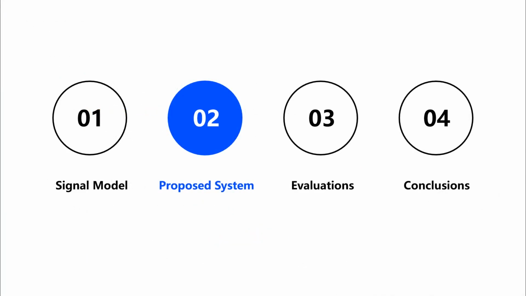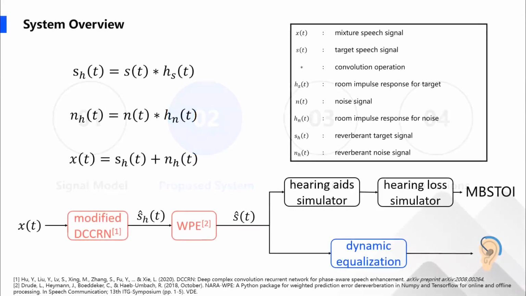The second part. Let's focus on the system overview. These three equations describe the signal model of the scenario we talked about before. Modified DCCRN applies complex maskers on the short-time Fourier transform to subtract reverberant noise from the mixture speech.